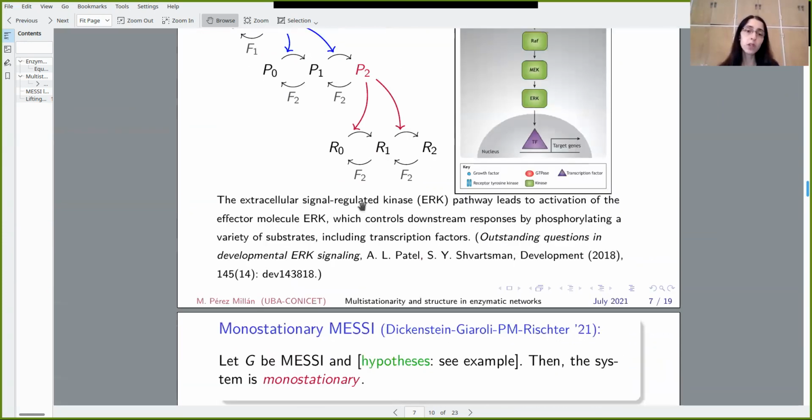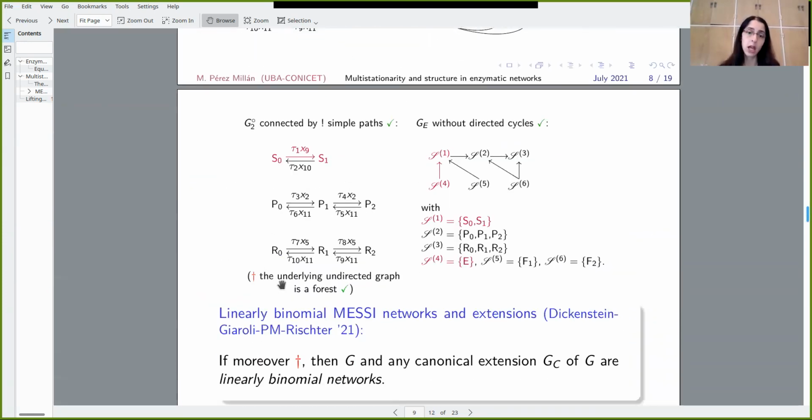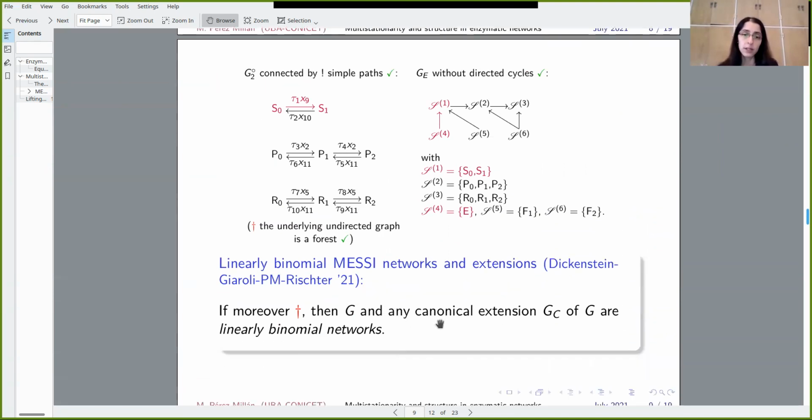And if we also check G20, we see that the underlying undirected graph is a forest, which is the case because each connected component is a tree. Then we can say, and here we say it, that G and any canonical extension are linearly binomial networks. Canonical extension means that you can add intermediates in a proper way, and it still is linearly binomial.